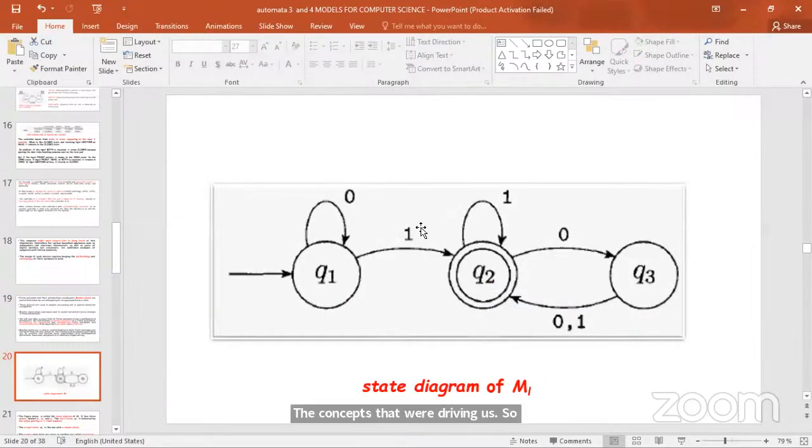So this is a diagram called a state diagram of a finite state machine called M1. So we want to say that this machine is called M1.